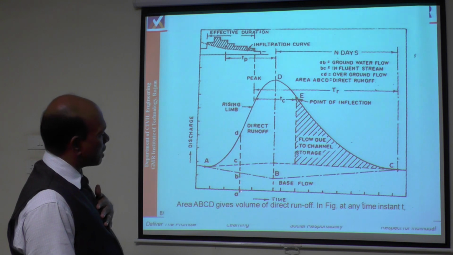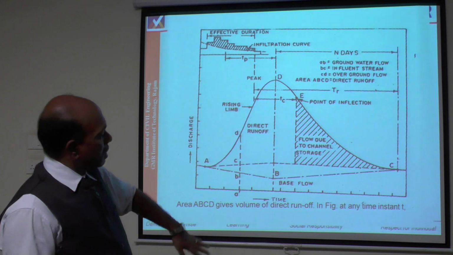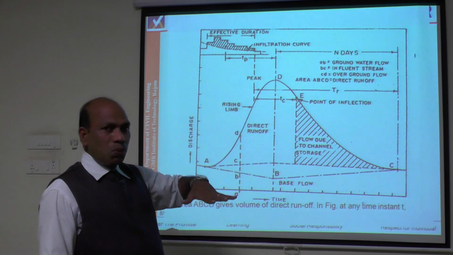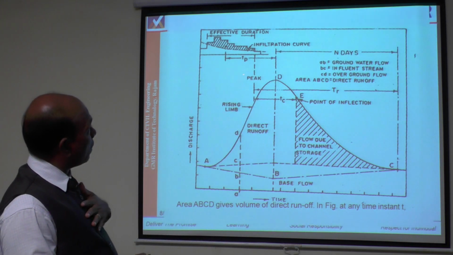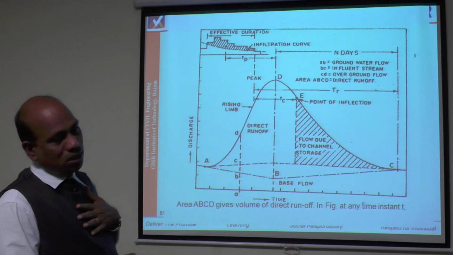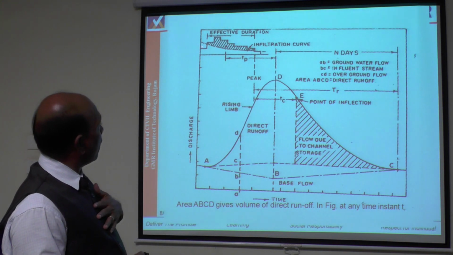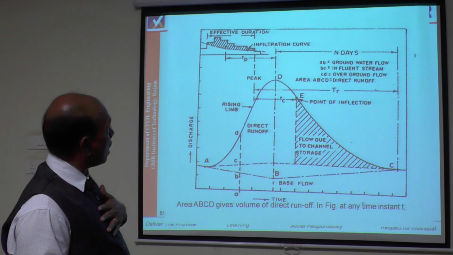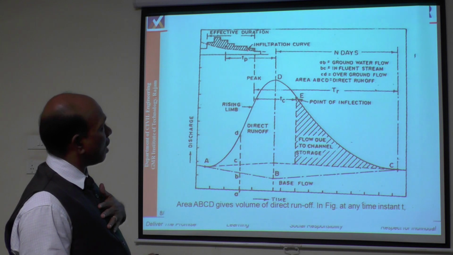The B to A is the groundwater flow. Right, this is the graphical representation. Apart from this separation of base flow from the direct runoff, they have given one hydrograph here, which we just discussed. Here they have used one infiltration curve. This is not the phi index. This is the Horton's equation curve.